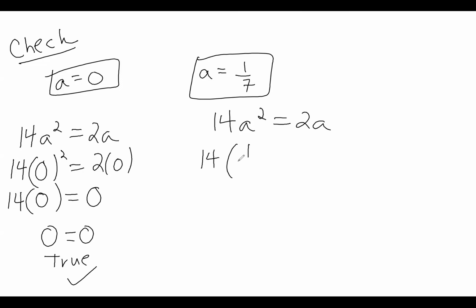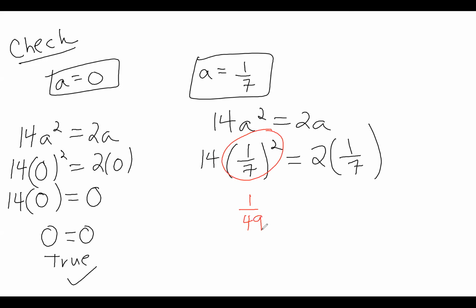14 parentheses 1/7 squared. And just to be clear, 14 and then parentheses 1/7. I close the parentheses and then I put the exponent on the outside of parentheses. So we're going to need to square the 1/7 coming up here. On the right side, 2a, I can write 2 parentheses 1/7, or 2 times 1/7. Okay, let's talk about the parentheses and the exponent over here. So when you square the 1/7, that's 1/7 times 1/7, which is 1 over 49. 1 squared is 1 for the numerator, and then 7 squared is 49 for the denominator.